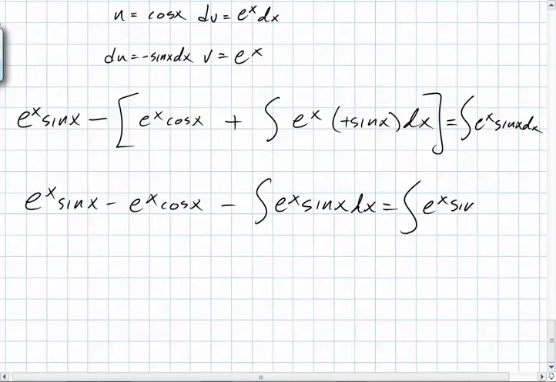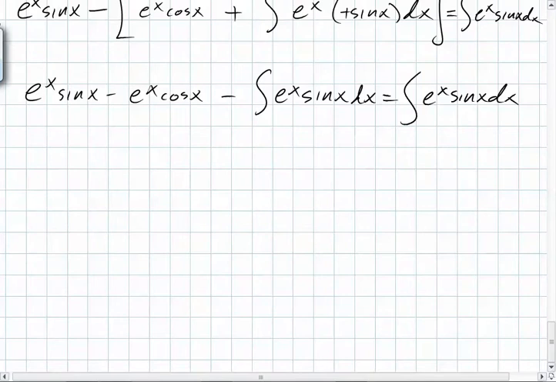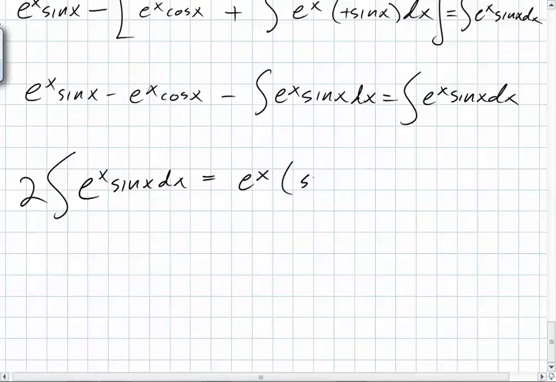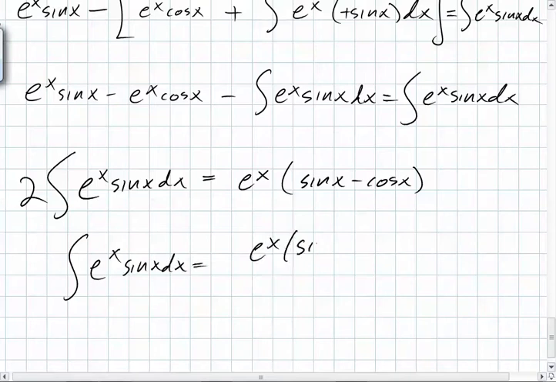What can you add to both sides? The integral of e to the x sine x. So you end up with the integral of e to the x sine x dx is equal to e to the x times sine x minus cosine x. So the integral of e to the x sine x dx is equal to e to the x times sine x minus cosine x, all over 2.